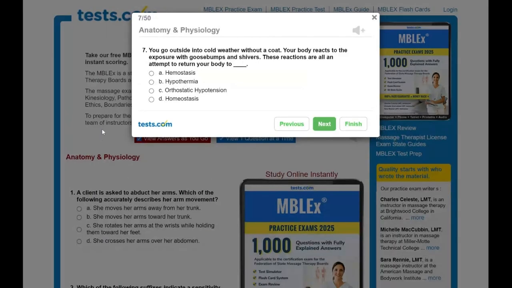Question 7. You go outside into cold weather without a coat. Your body reacts to the exposure with goosebumps and shivers. These reactions are all an attempt to return your body to A. Hemostasis. B. Hypothermia. C. Orthostatic hypotension. D. Homeostasis.